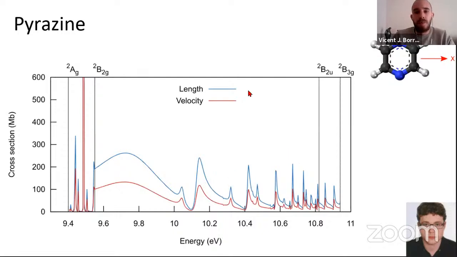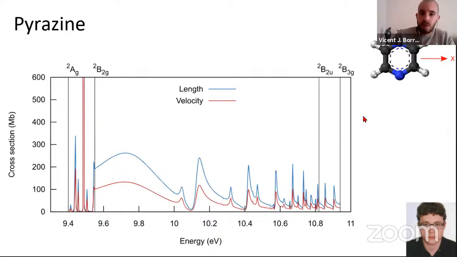So the thing is, in the pyrazine, everything is more complicated. We have a lot of parent ions. Here, we are showing just 4 parent ions, but in the calculation, we are including 5 parent ions. So we see how there are a lot of resonances, and we are just showing one direction. In the other direction, we have other things even more complicated.